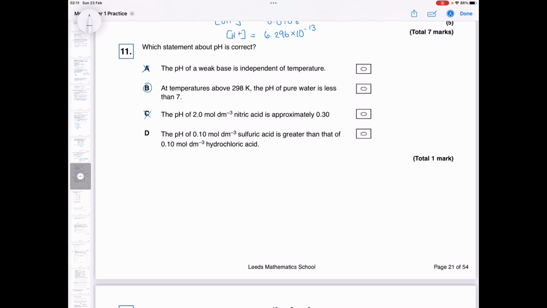The pH of a 0.1 mole per decimetre cubed sulfuric acid is greater than that of 0.1 mole hydrochloric. Now it's going to be less than that because we'll have twice as many dissociated hydrogen ions, so it'll have a lower pH. So that's not right, so it is B. It is the correct answer.